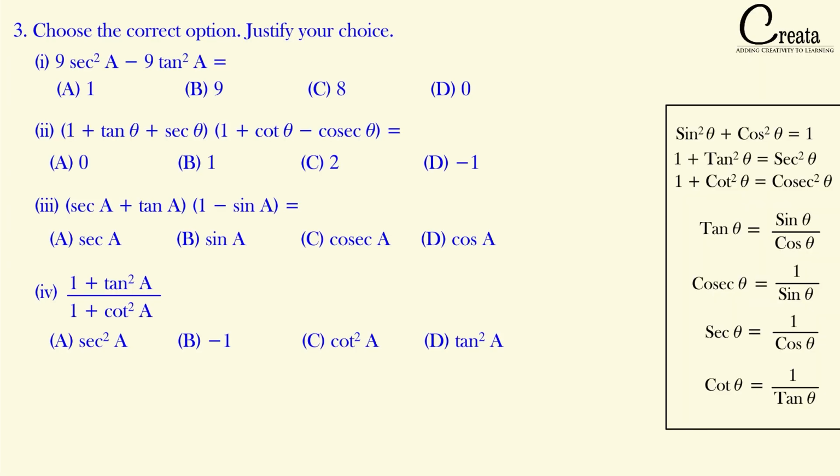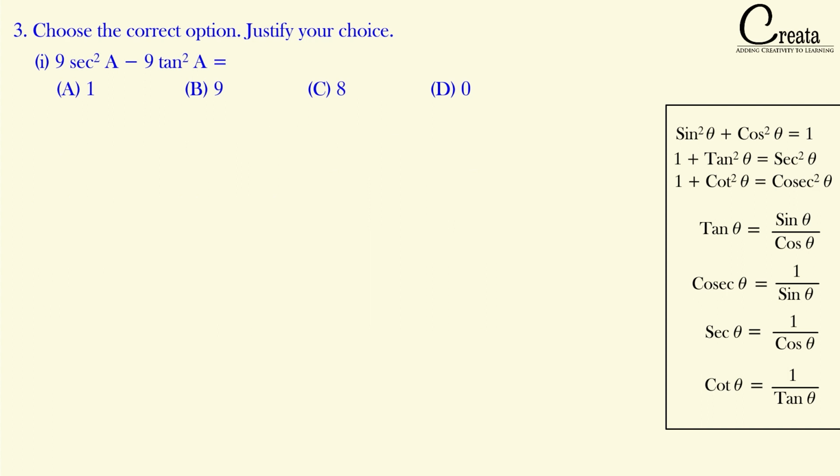Choose the correct option. Justify your choice. This question has 4 parts, and 4 options are given against each part. Let's take them one by one. Let's take the first part, which is 9 sec square A minus 9 tan square A. It has 4 options.